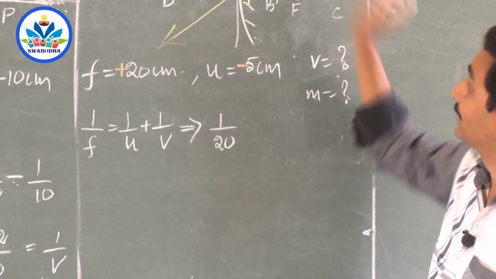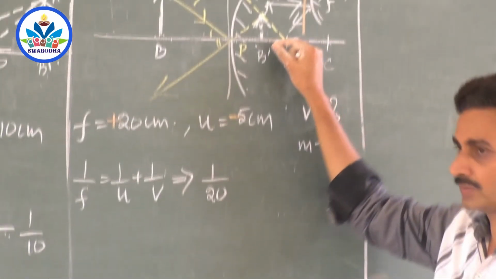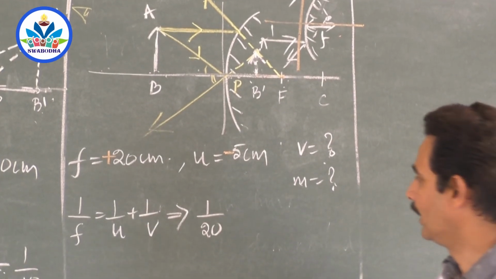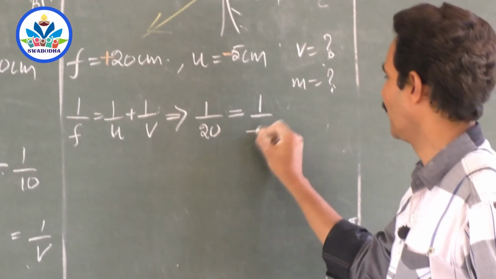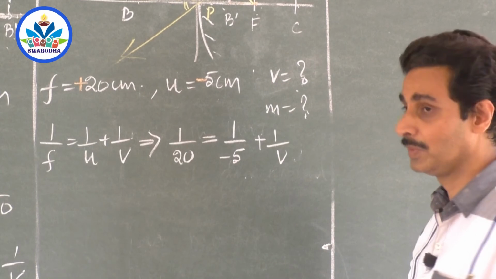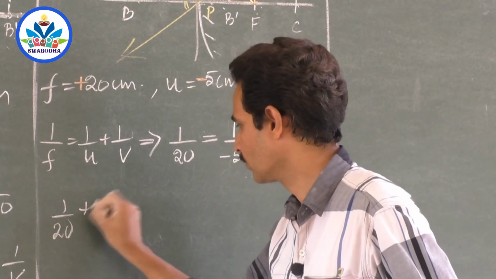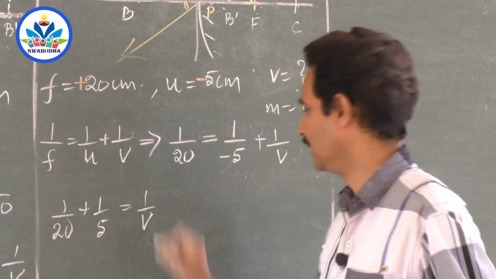Just simply see why it is positive. If parallel rays are incident, they appear to come from the focus on the other side. That's why it is positive. So remember that case. 1 by F equal to 1 by U, 1 by minus 5 plus 1 by V. We don't know what is V. V should be positive finally. Bring this here, 1 by 20 plus 1 by 5, because this comes positive, is equal to 1 by V.